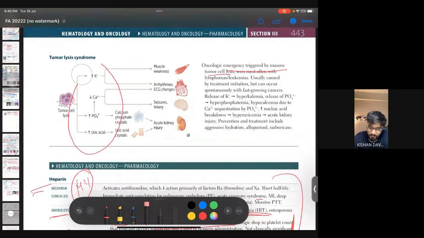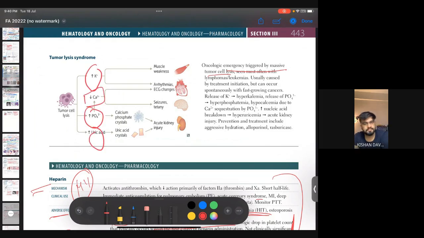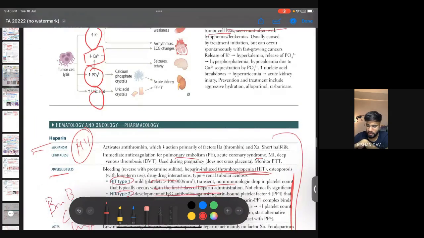Tumor lysis syndrome, they like to ask this also regarding the ions part. What is there? Everything will increase except calcium. So with this we have finished hematology: RBC, WBC, platelets, all the disorders are covered. Now we will be doing pathology.